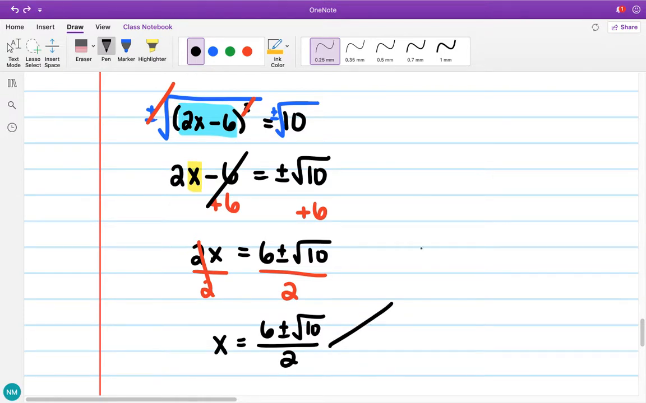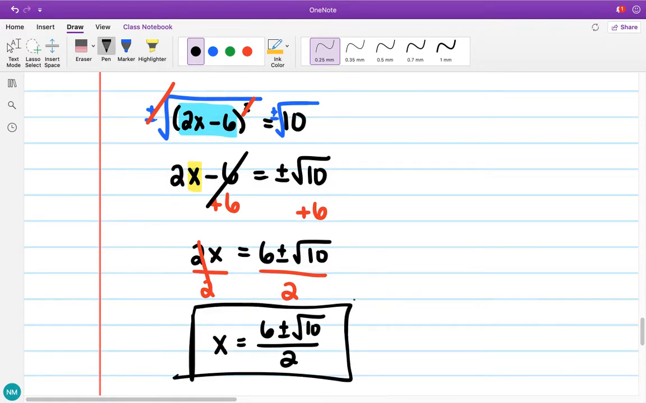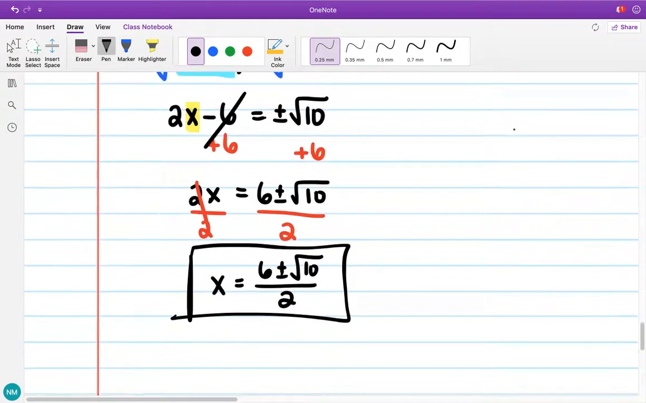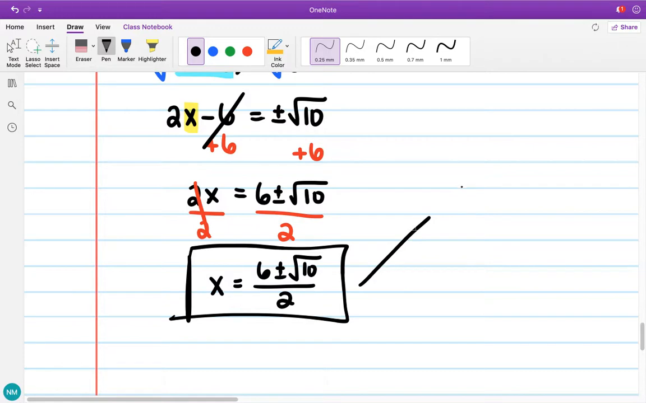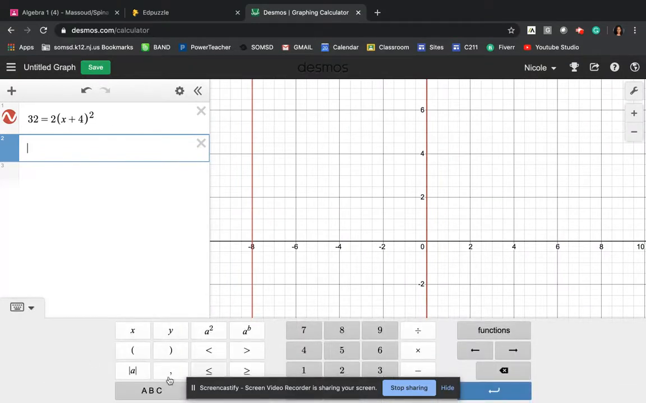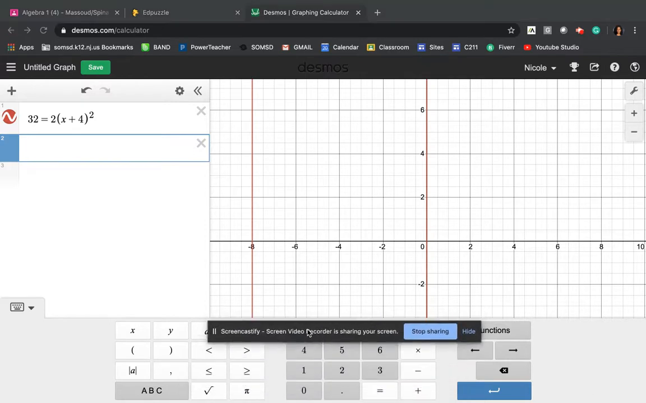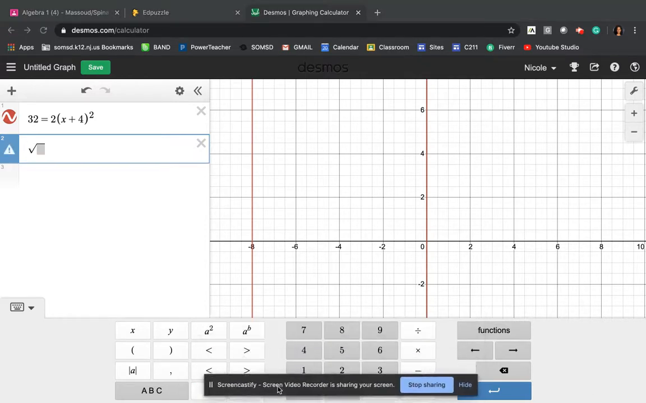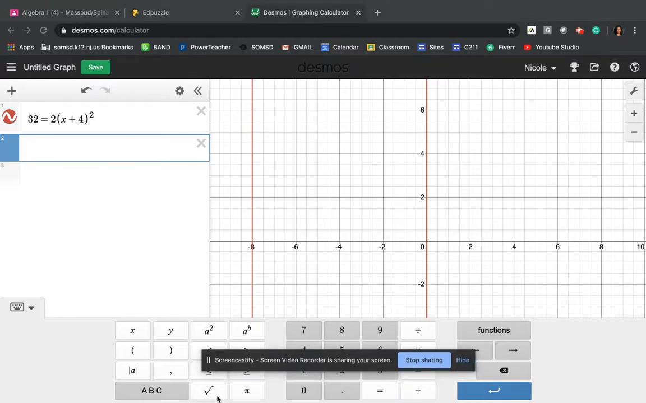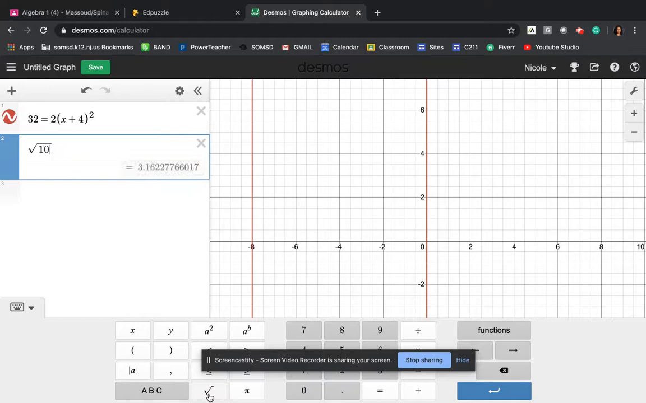So technically, if I was just asking you to find what x is, that would be fine. But if I want you to find the x-intercepts, which I do, then you have to actually find out what it is. So this is going to be x equals 6 plus or minus the square root of 10. I don't know where square root is. Oh, here it is. Square root of 10. Boom.